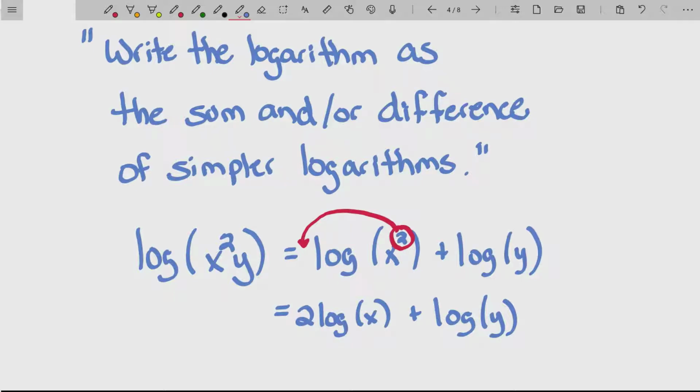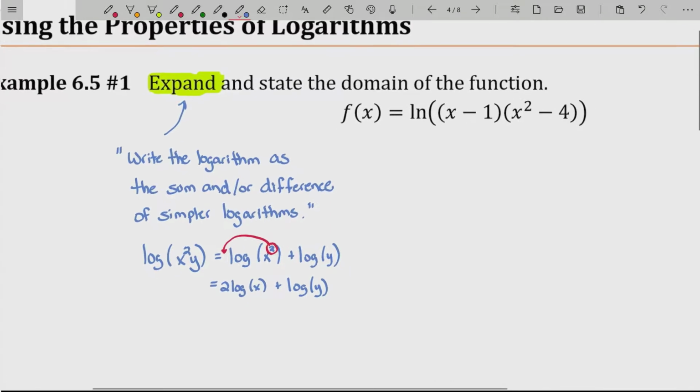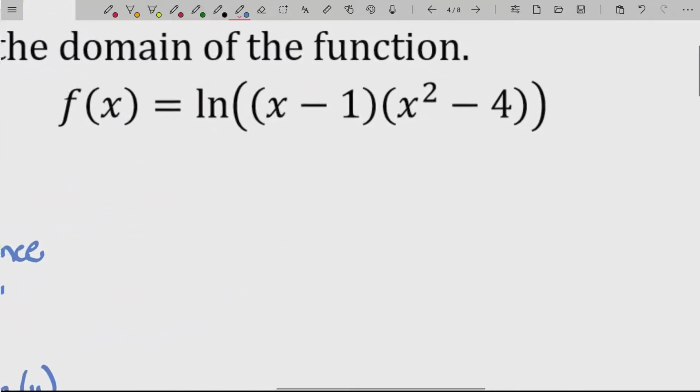Now, to be honest, this is actually what you're going to be doing a lot in calculus. You need this idea of expanding a logarithm because it becomes very, very helpful for us when we reach a point in Calc 1 where we have to take derivatives. So let's practice that skill here.